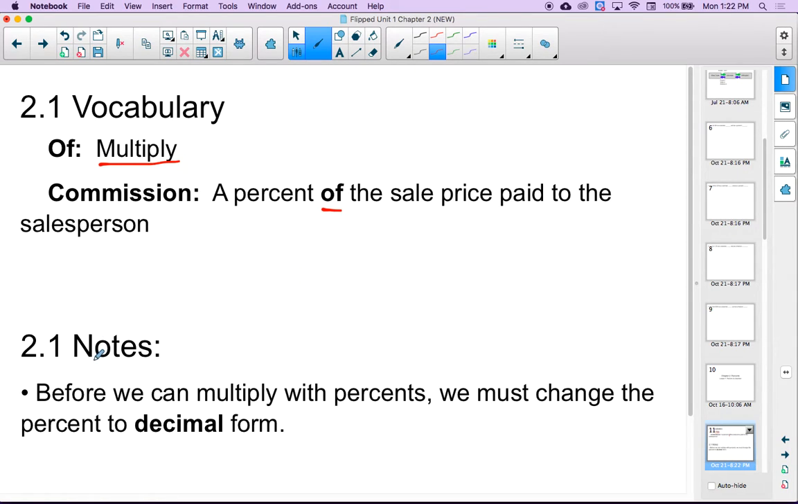Here are our notes for 2.1. Before we can multiply with percents, we must change the percent to decimal form. So remember, that's using D2P, moving the decimal two places to the left to change a percent into a decimal. So we'll be doing that a lot in this lesson.